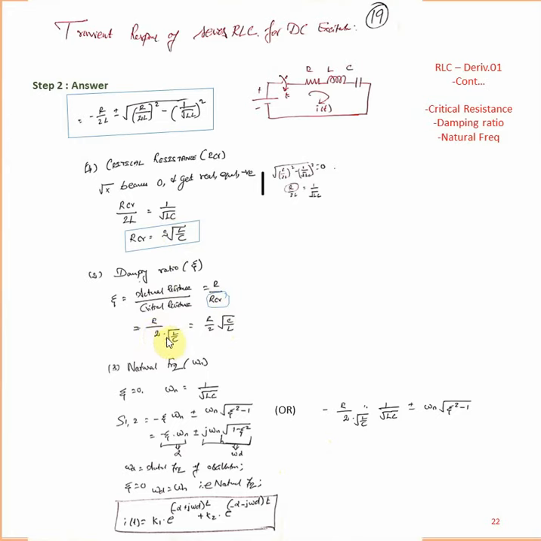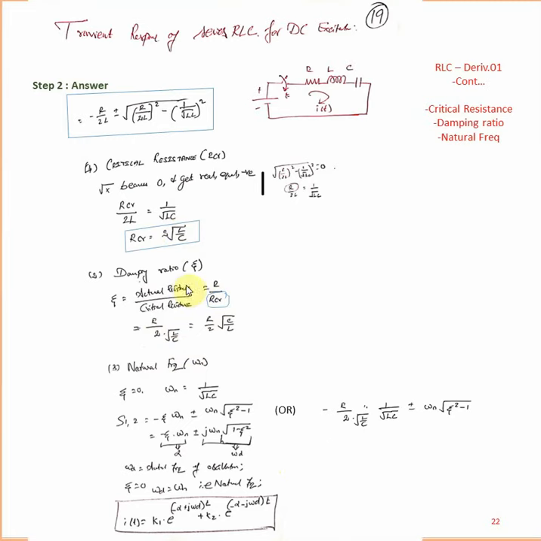How to simplify? Root of L by C in the denominator, you can write as root of C by L. So C by L, and what is remaining? R by 2. That's all. The answer is the same as it is, and you can keep it in either form. This is called the damping ratio.